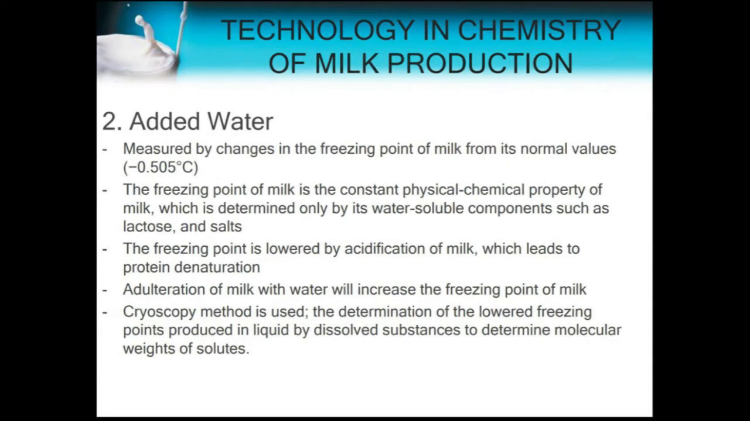Next is added water. Added water can be measured by changes in the freezing point of milk from its normal values. The current official freezing point limit is negative 0.505 degrees Celsius. The freezing point of milk is a constant physical-chemical property of milk, which is determined only by its water-soluble components such as lactose and salts.